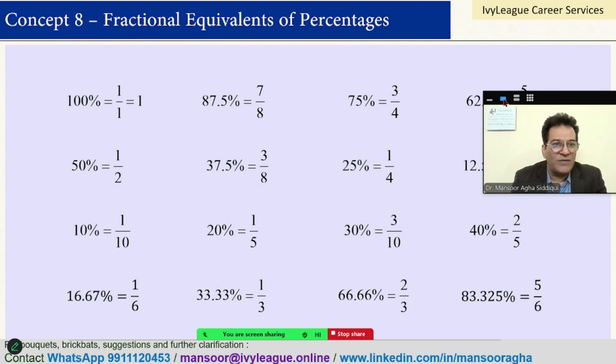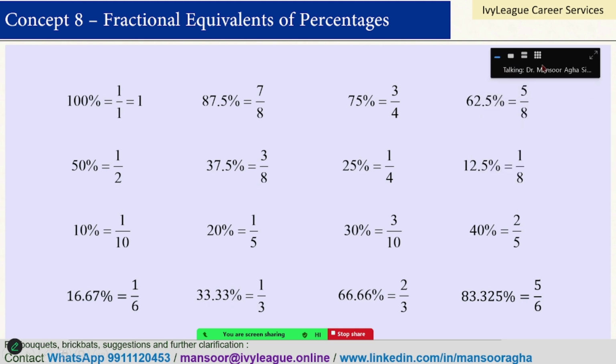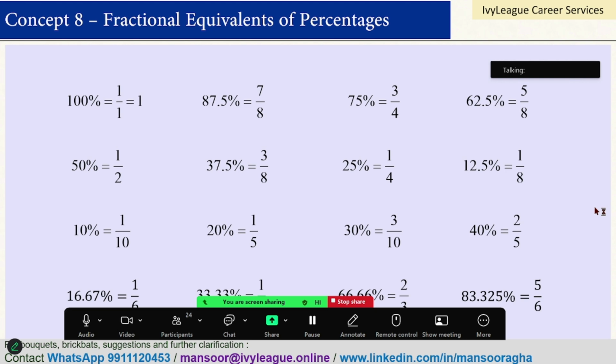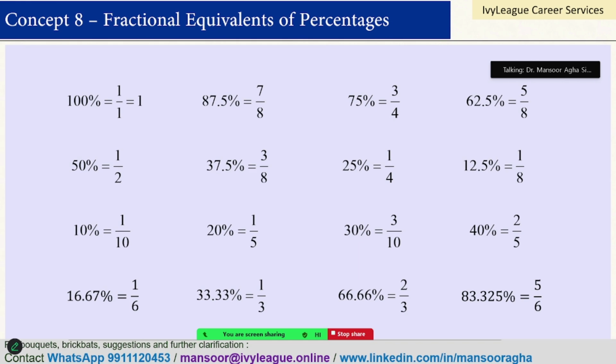Look at all the values which are written here on the screen. I want you to write them down. I want you to mug them up. Learn all of them. Repeat them 20 times, you'll remember them. I do not want you doing these calculations when you're doing questions. I want you to remember them. Take a screenshot of the present slide and save it.